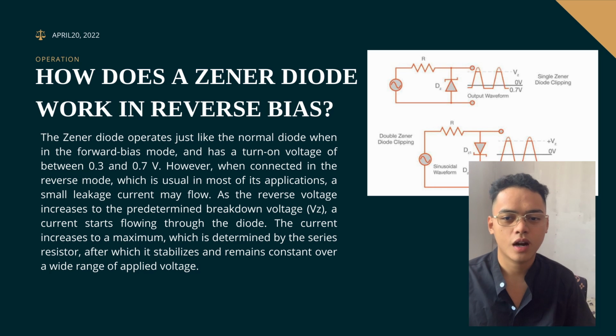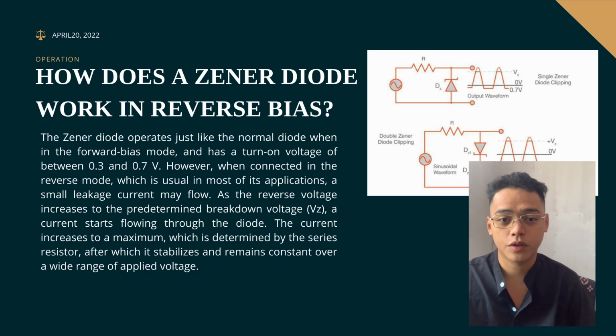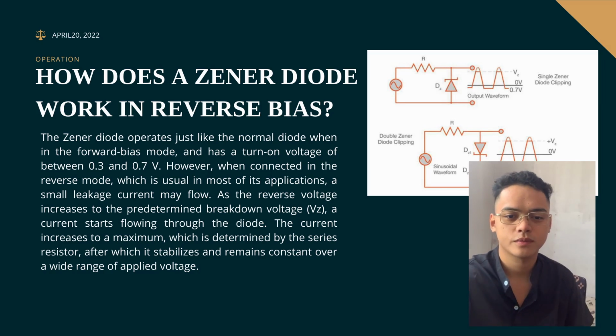the diode. The current increases to a maximum, which is determined by the series resistor, after which it stabilizes and remains constant over a wide range of applied voltage. So that's how the Zener diode works in reverse bias. Thank you.